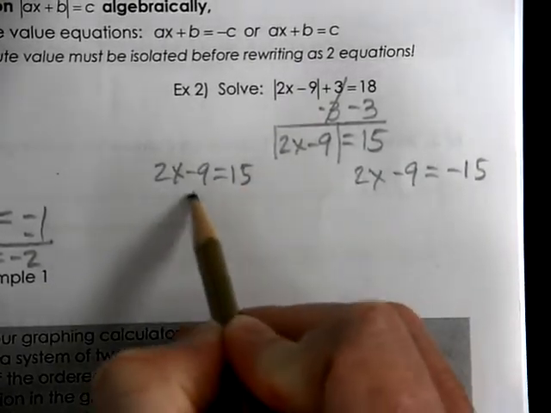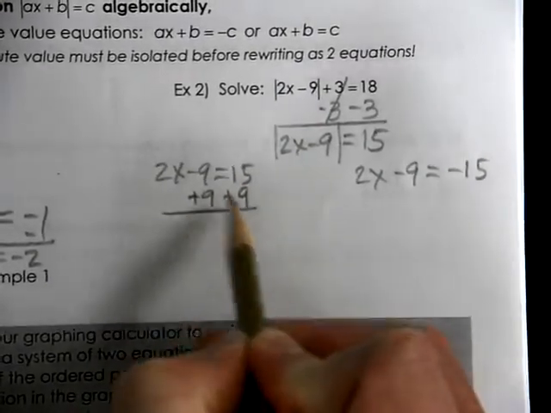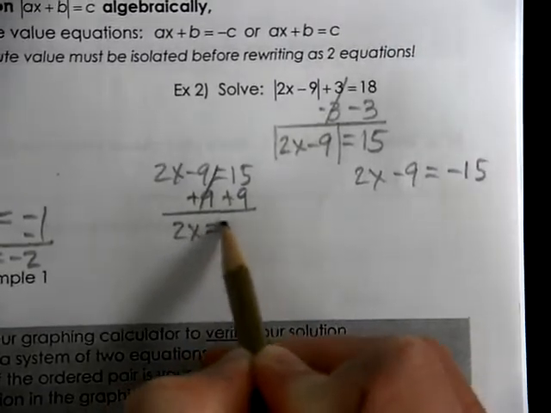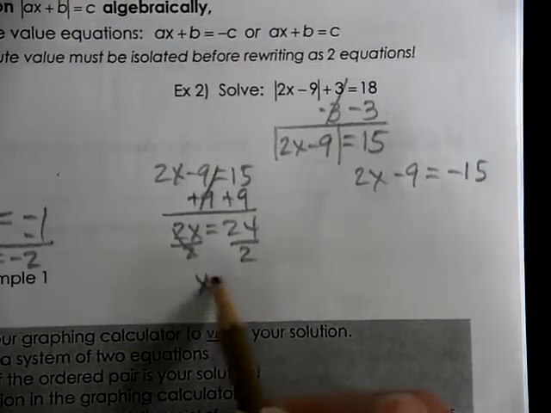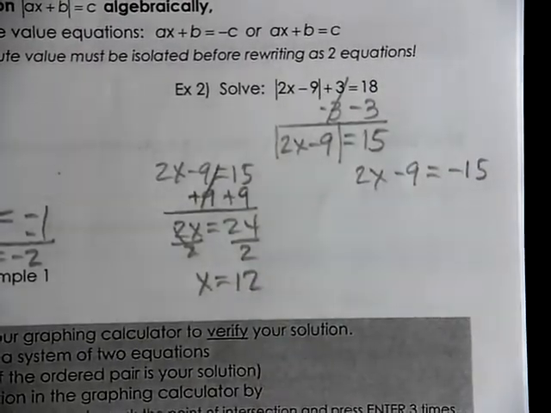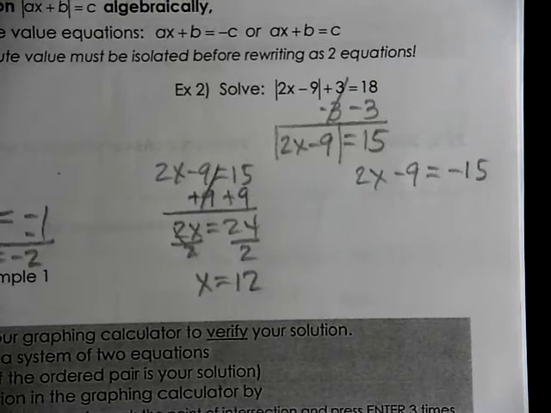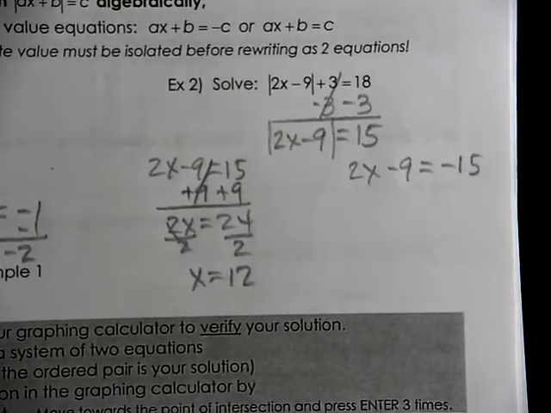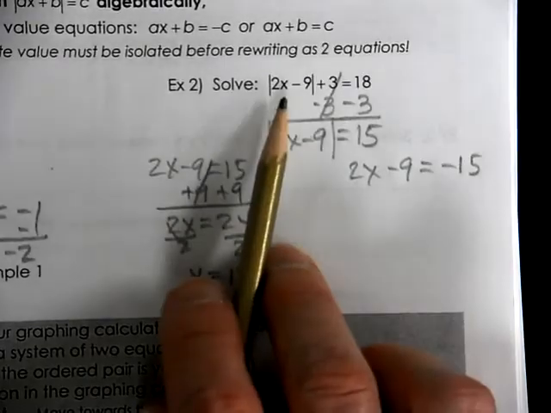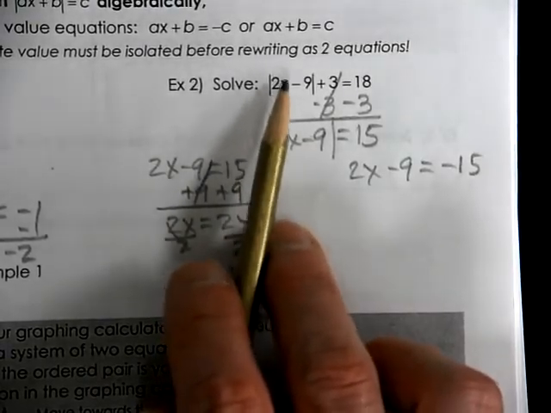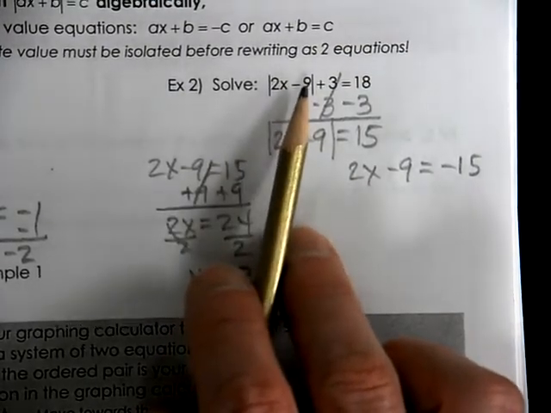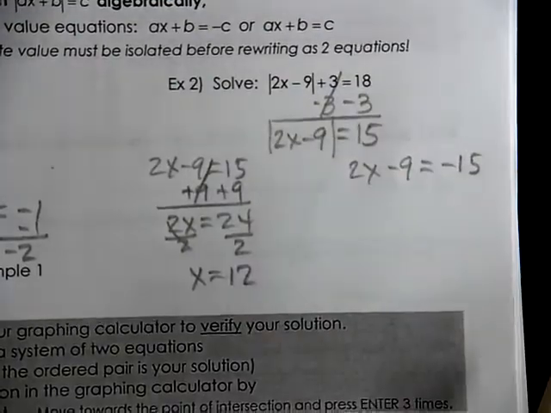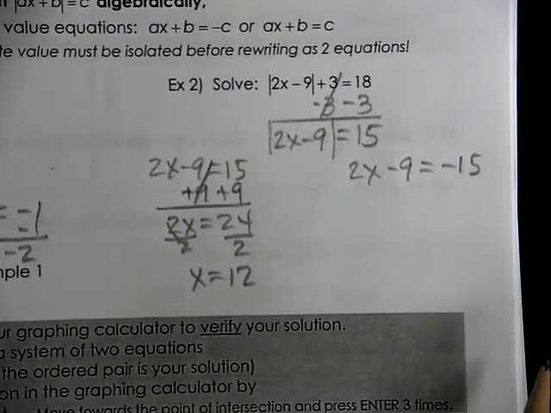Now it's just the math. Now we add 9. Here's the algebra. 2x equals 24. Divide by the 2. We're showing our work. And we get the answer of 12. So 12 is one of our solutions. If we plug 12 back in here, we get 24. 24 minus 9 is 15, plus 3 is 18. So that worked out great.